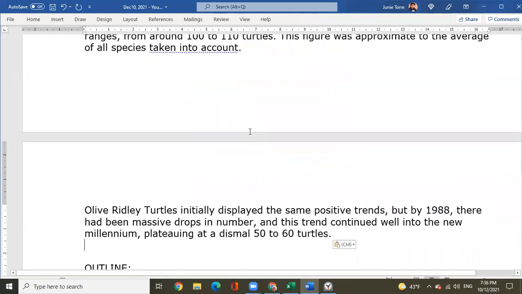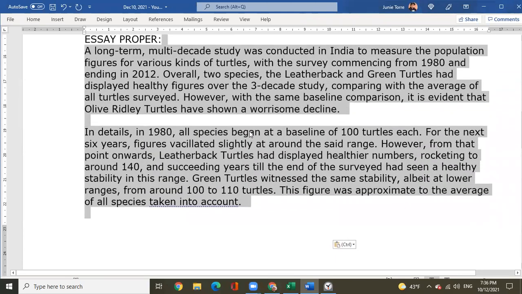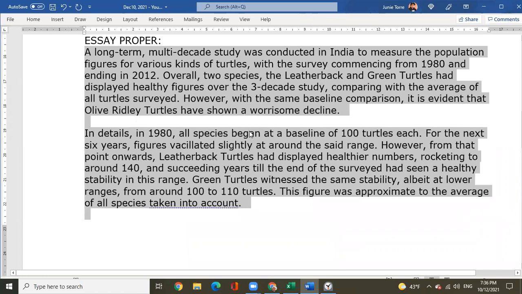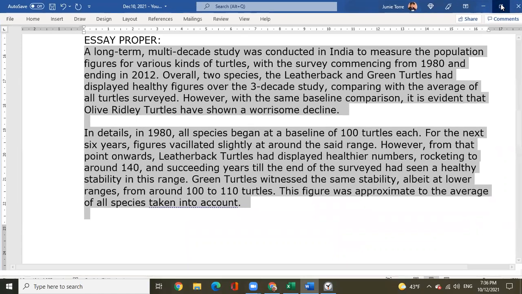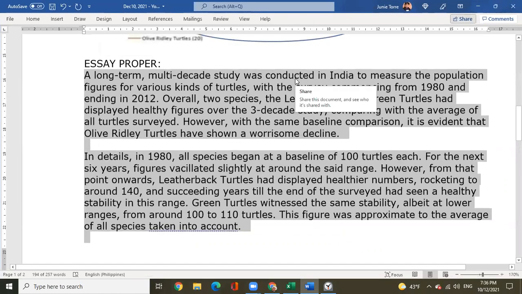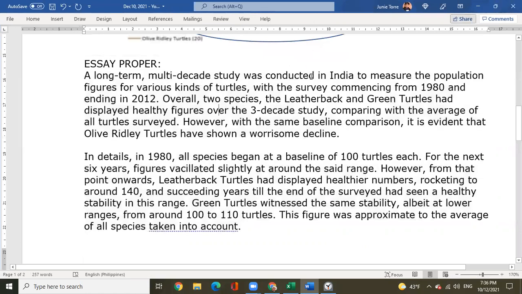There. All right. So how many words did that take me? That took me around, how many words was that? 257 words. Okay. So what's conducted is the passive voice with the survey commencing from 19. Overall, 2 species had displayed. So had displayed is the perfect tense there. So I think I am happy with the tensing.